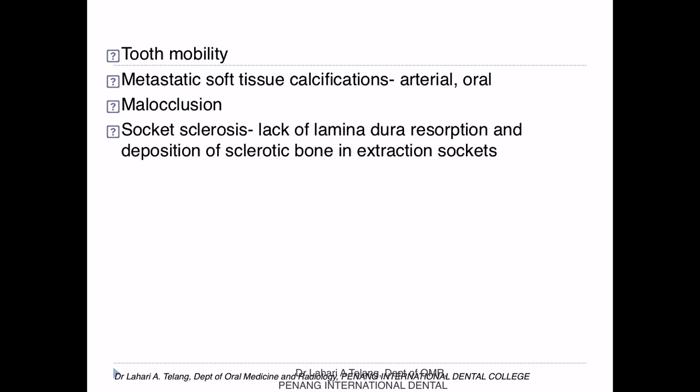So patients could also have tooth mobility, metastatic soft tissue calcifications in the arterial or oral region, and malocclusion, socket sclerosis, which is lack of lamina dura, resorption and deposition of sclerotic bone in the extraction sockets.